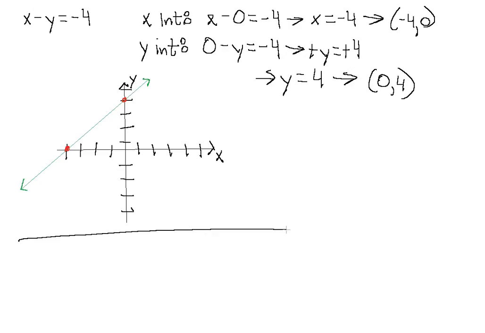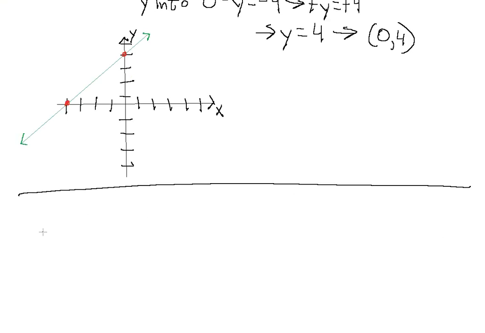Okay, let's do another one. Let's say we have the following. We have 2x plus 4y equals 5. Let's start out by finding our intercepts. We have an x-intercept. Find that by substituting 0 in for y. So we have 2x plus 4 times 0 equals 5. And then we simply solve for x.